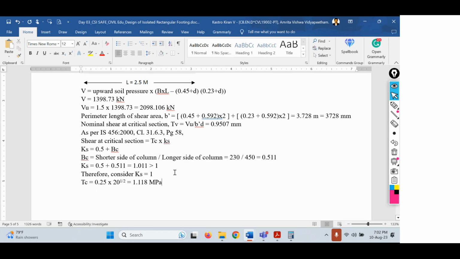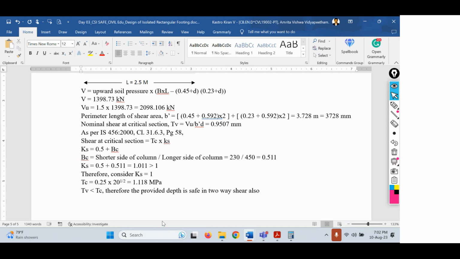So here we have to check whether tau v is less than tau c or greater than tau c. What is the tau v value? 0.95, and tau c value is 1.118. So tau v is less than tau c. What does it mean? Therefore, the provided depth is safe in two-way shear also. So both in one-way shear and two-way shear, the depth is within the limiting condition.